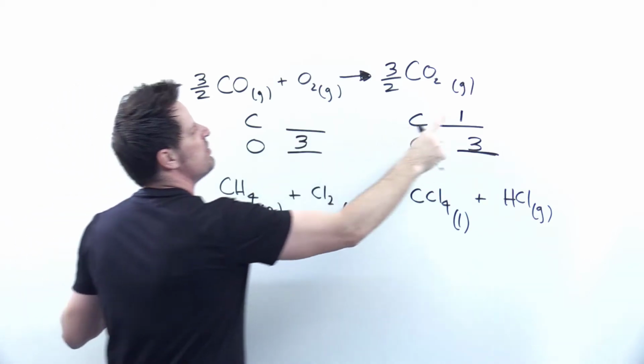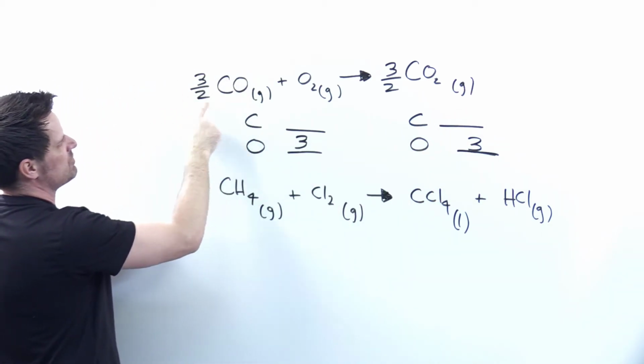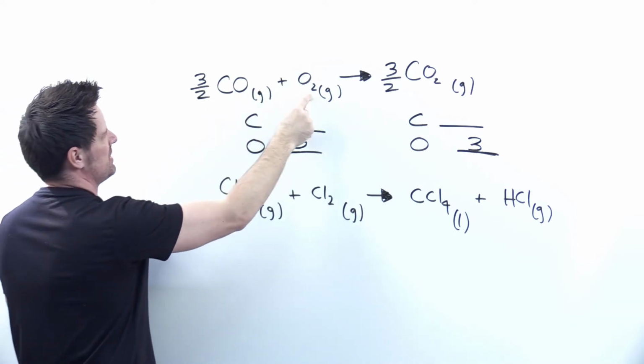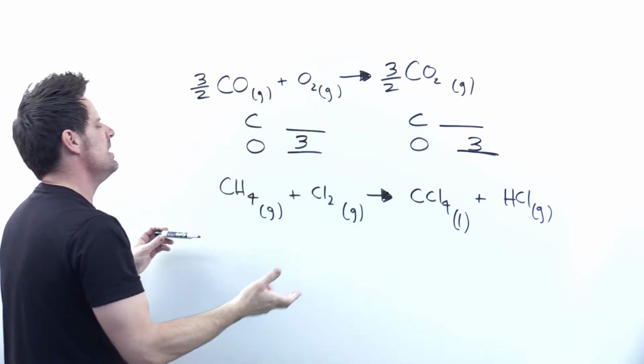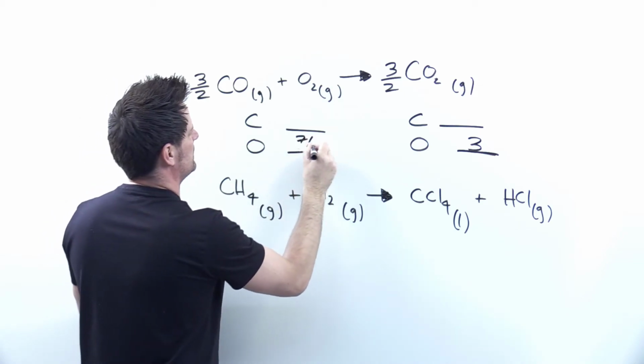Nevertheless, for the sake of fun, I'll go ahead and write down my change. You'll notice that I've got 3 halves multiplied by oxygen here, plus another 2 oxygens is 4 halves, plus 3 halves is 7 halves, and you'll notice that that kind of just messed up my oxygens, didn't it?